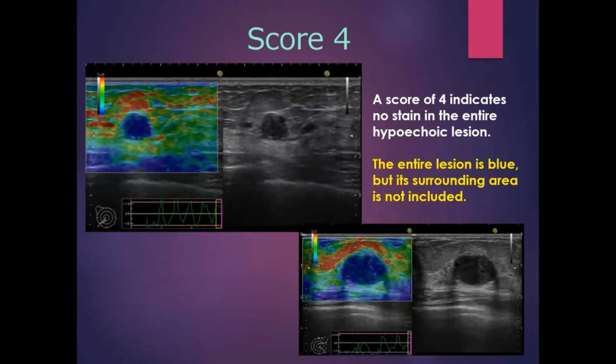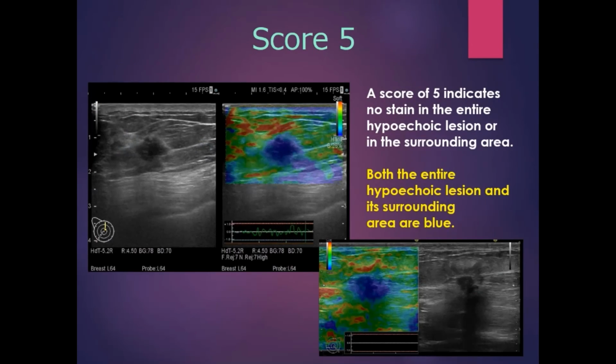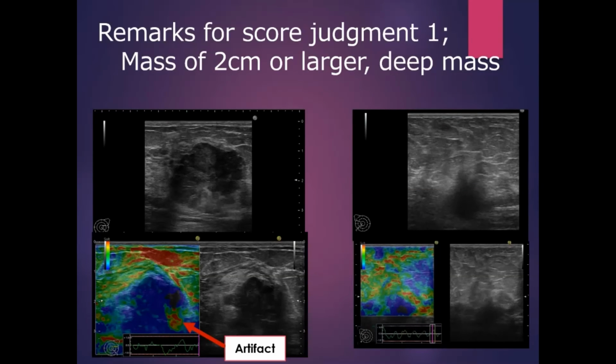Score 4 indicates no strain in the entire hypoechoic tumor, so it is displayed in blue. Score 5 indicates no strain in the entire hypoechoic tumor and its surrounding area, so it is displayed in blue. Artifacts may be found in large-sized tumors. The red or green dots or island-shaped areas within the blue area are probably artifacts, but large tumors can be diagnosed by B-mode alone.